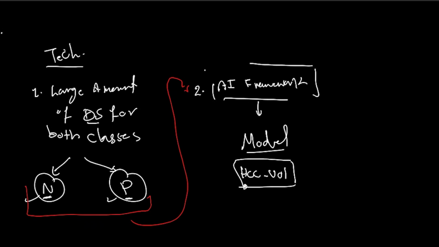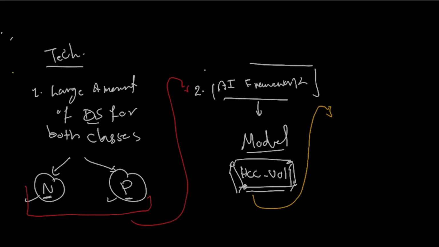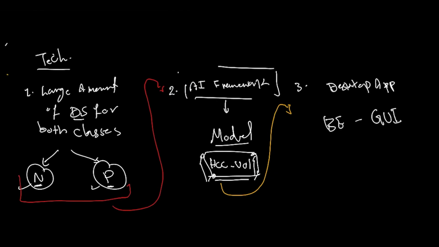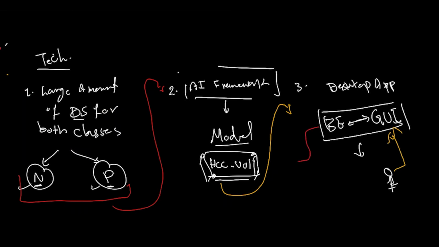So what is HCCV01? Think of it as a tool. I would take this HCCV01 and pass it to the third step, which is going to be a desktop app, which has a GUI and a backend. They are connected in some way. Now the client should be interacting with the GUI, and then the backend should have access to this HCCV01 model.